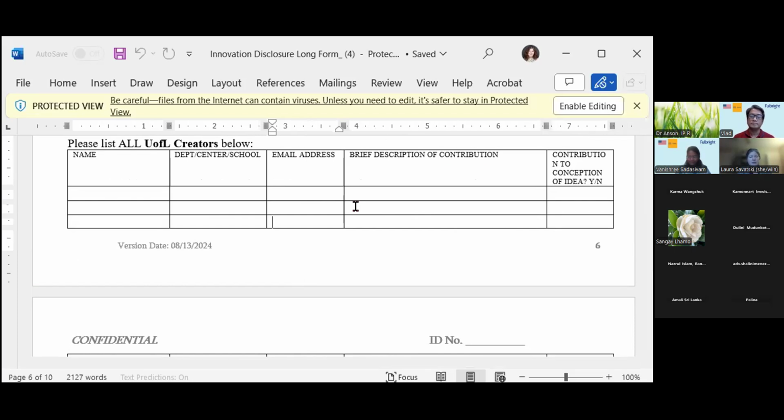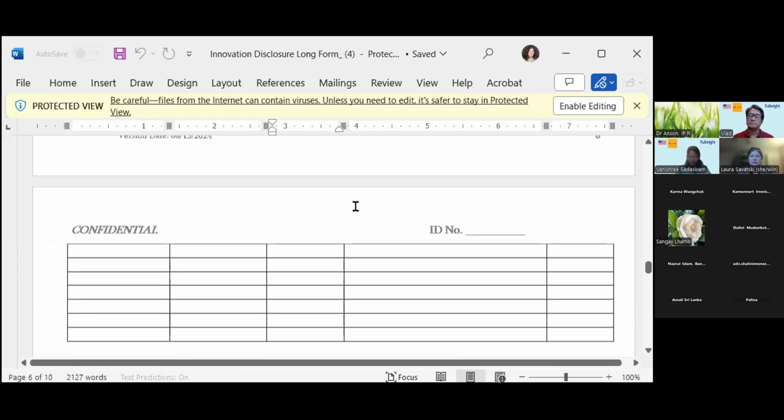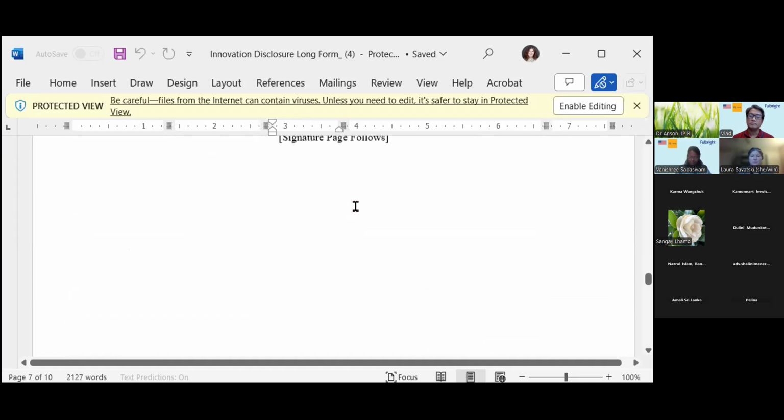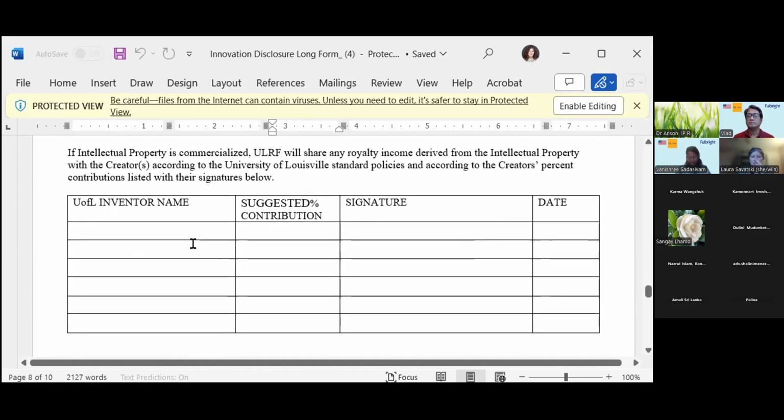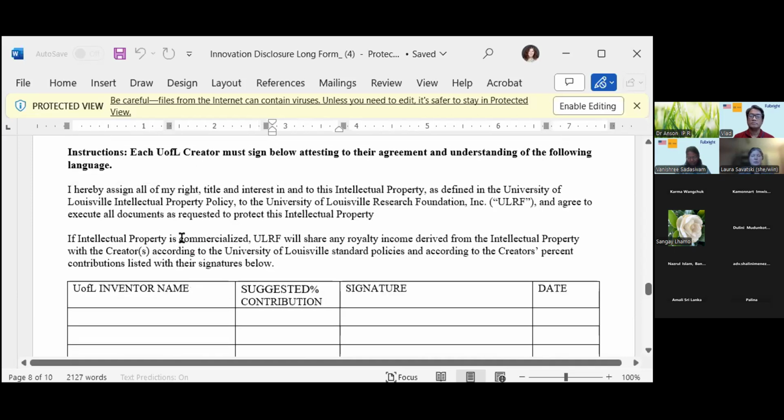The reason we wanted to, for the students, have them do the long form is to actually collect their true signature on the form. So there's a signature page that follows that they're saying that classic assignment language. I hereby assign all of my right, title, and interest in and to this intellectual property as defined by our IP policy to the University of Louisville Research Foundation, and agree to execute all documents as requested.